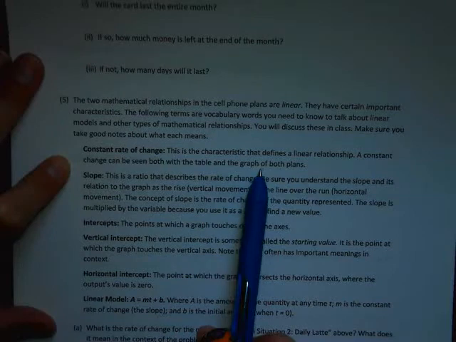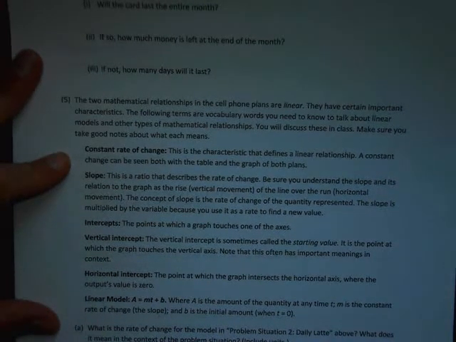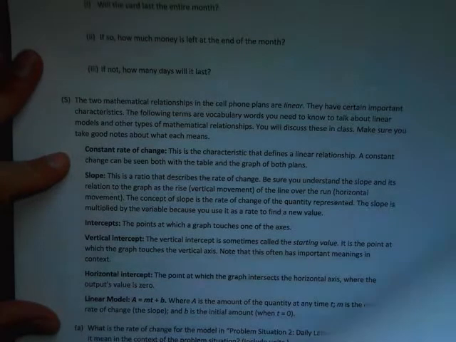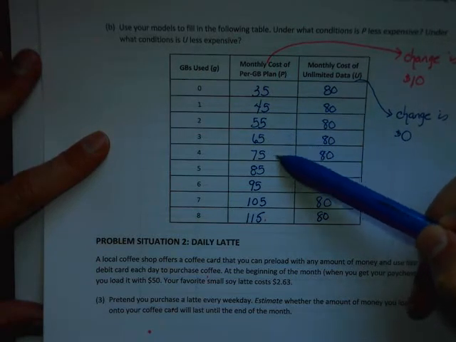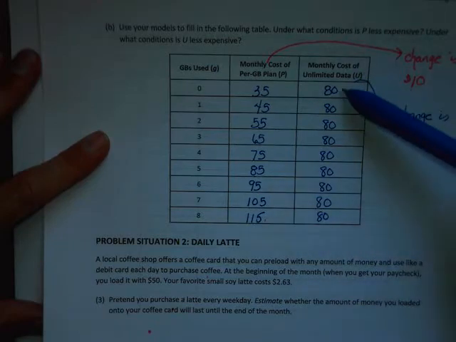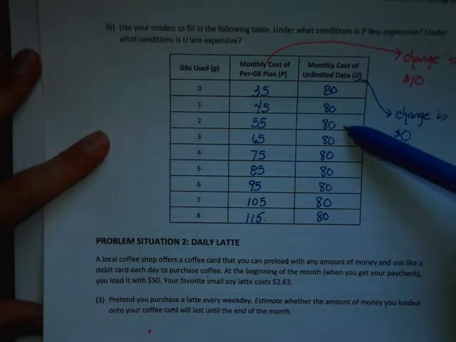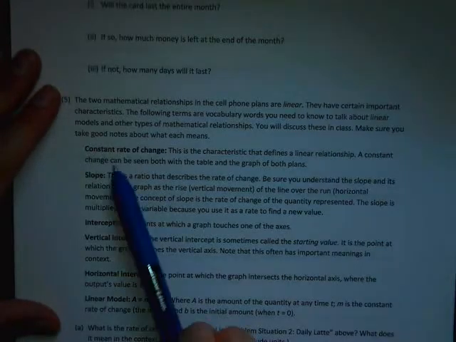So if I said, let me find my chart again, I just lost it. If I said, what's the change each time? You would say plus 10. Positive 10. That's the change. And if I said, what's happening here? You would say there is no change. The change is 0. So when they talk about a constant rate of change, that's what they're talking about.